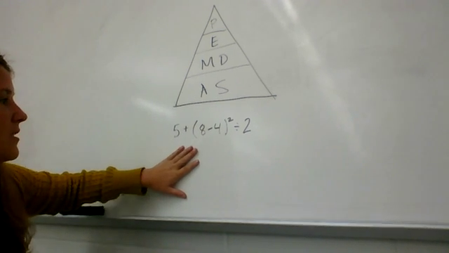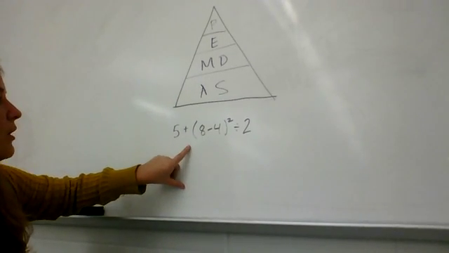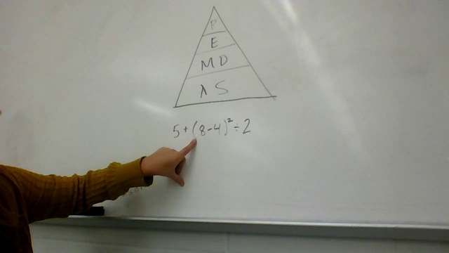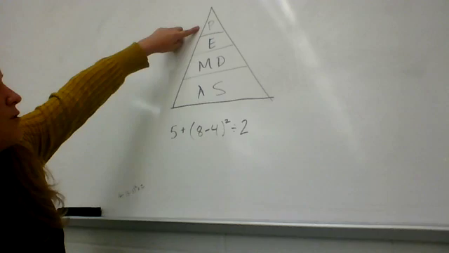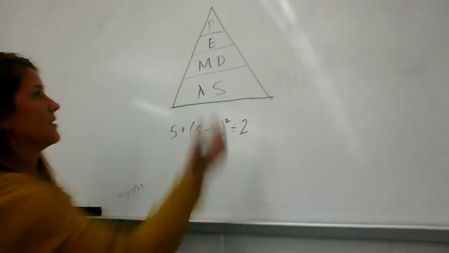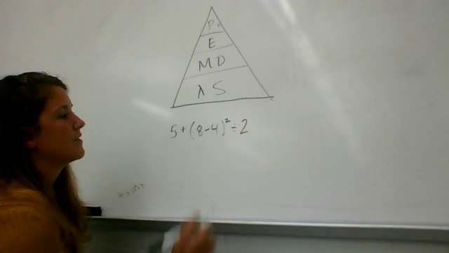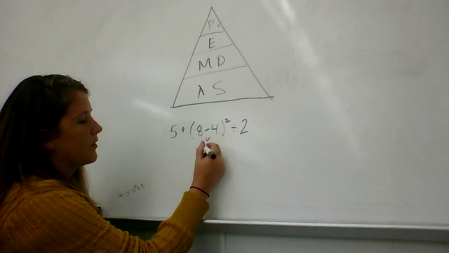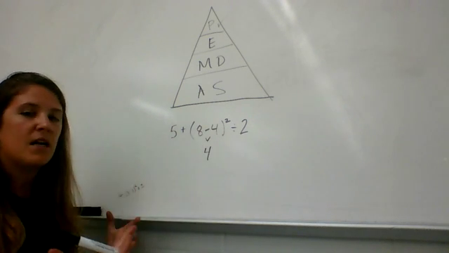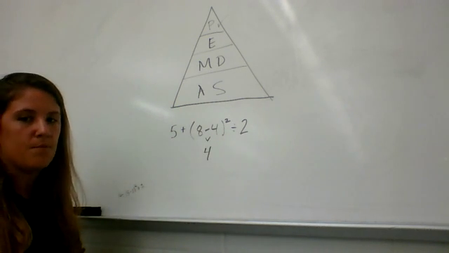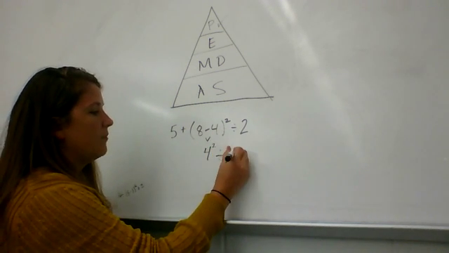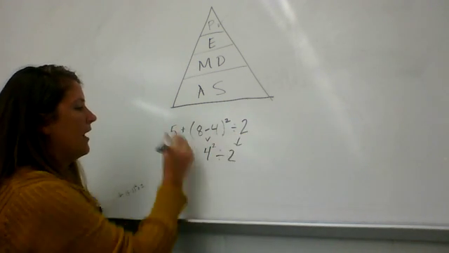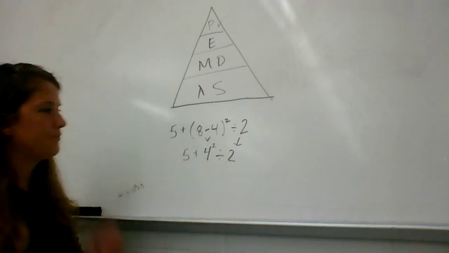We're going to start with the first example. I'm looking at this example, 5 plus the quantity 8 minus 4 squared divided by 2. Going to my triangle, do I see parentheses? Yes, I do. I'm going to do what's in parentheses first. 8 minus 4 is 4. Now I've done everything in parentheses so they can go away. And it's squared. I still have my divided by 2. And I still have my 5 plus.